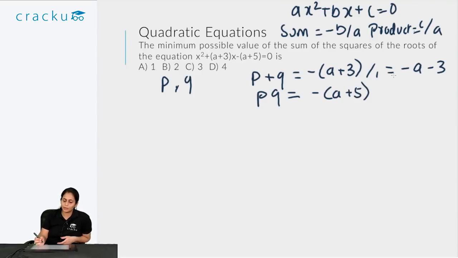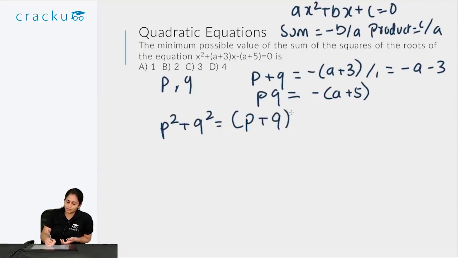Now we are asked what is the minimum possible value of the sum of squares of the roots. So what is the sum of squares? Sum of squares is p square plus q square. Now I can write p square plus q square as p plus q the whole square minus 2pq, because on expanding this particular bracket I get p square plus q square plus 2pq. So I deduct 2pq to get p square plus q square.